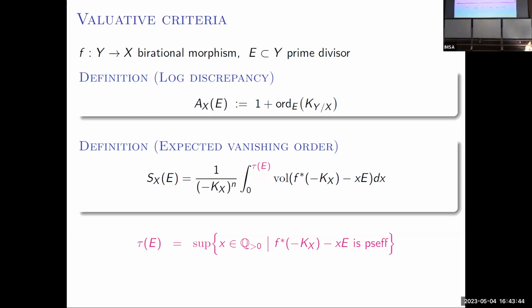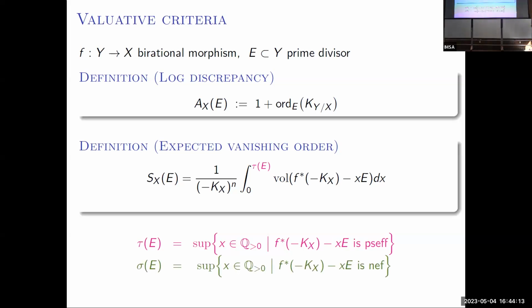So if you want to compute this integral, you just have to do it until this value tau of E. And I should say also that if you know enough of the geometry of your variety, you can actually compute this integral. So this is not something abstract, because for instance, if you start with an ample line bundle, then the volume is just the top self-intersection.